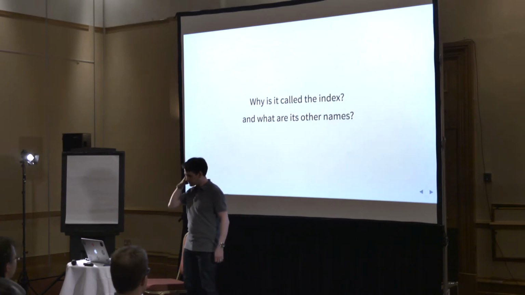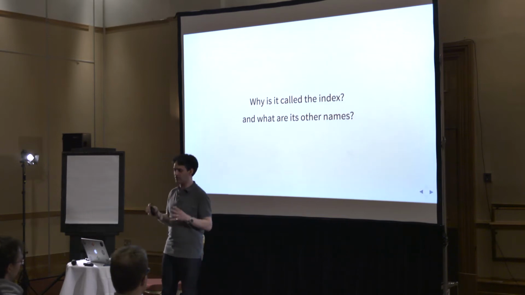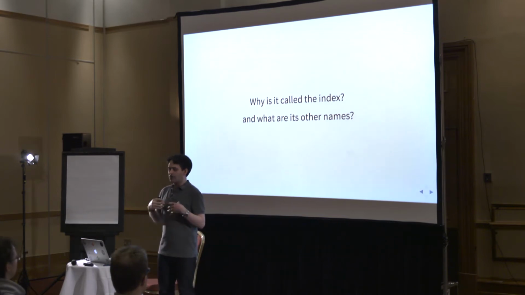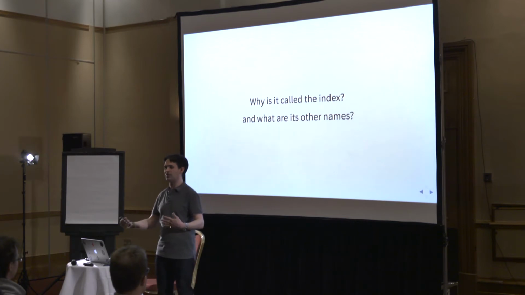Cool. Gosh, my slide says why. I still haven't answered the what. So what is the index? So the index is, at its simplest, a flat list of paths and the associated blob ID to that path.